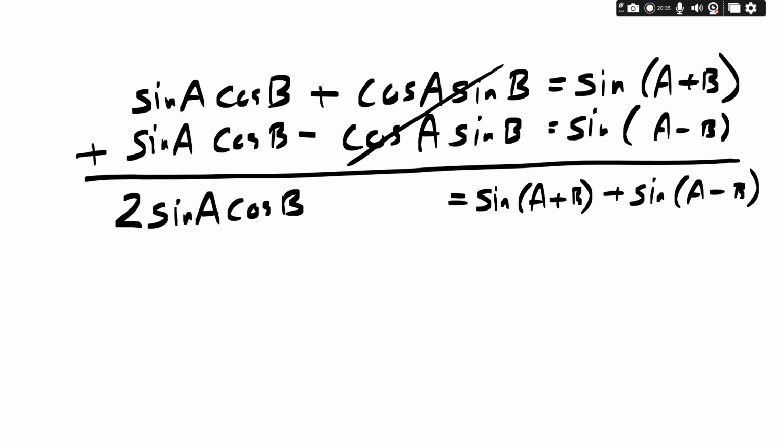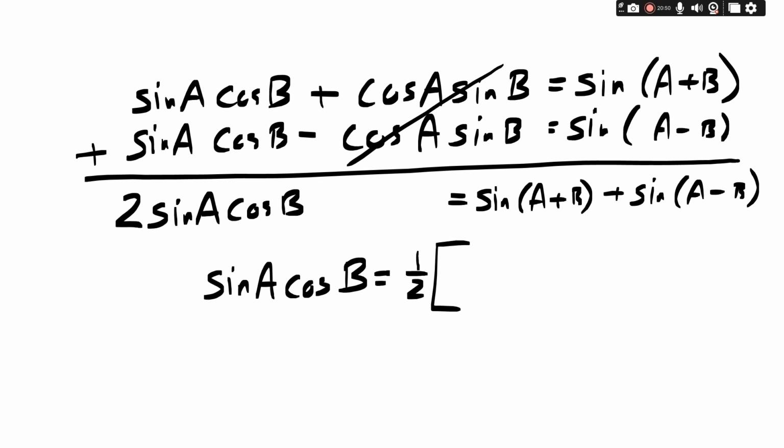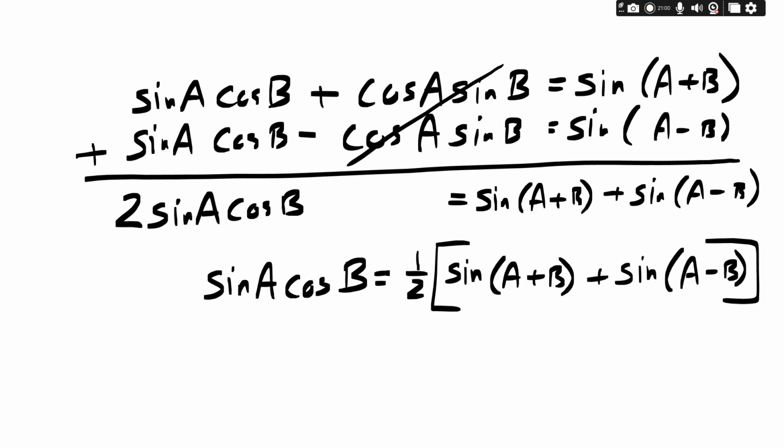Since we're trying to do product to sum formulas, here's what we're going to do. We're going to divide by 2 on both sides. So I'm left with sine of A cosine B is equal to 1/2, just divided by 2. That's all I did, or multiply by 1/2. Put these big old parentheses here, or brackets, and parentheses. There it is. There's our first product to sum identity.